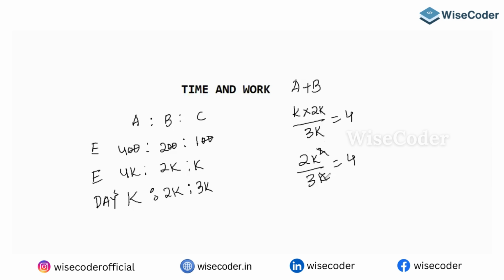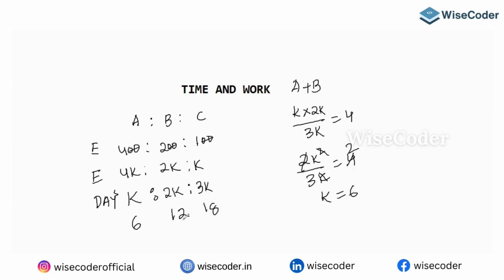So K gets cancelled, 2 ones are 2, twos are, so 3 will go here. Then K is equal to 3 twos are 6. That's it. When K is equal to 6, A will take 6 days, B will take 6 twos are 12 days, C will take 6 threes are 18 days.